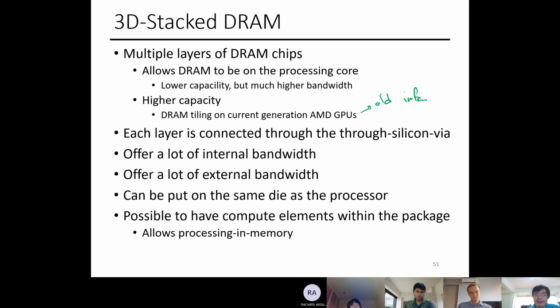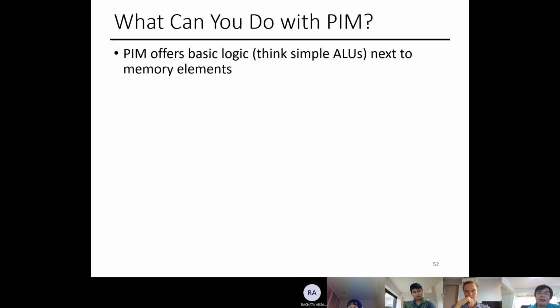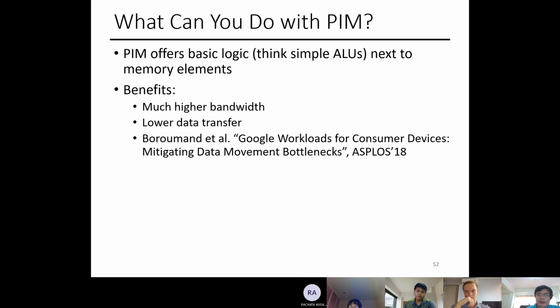You have the processor in the CPU. Processing in memory is another school of thought saying, hey, you have a CPU, right? But sometimes your computation is really closely tied to the data. So you can add some logic inside DRAM. You can do some simple computing. So what can you do with PIM? It offers some basic logic. Think of simple ALUs next to the memory elements. This gives you much higher bandwidth and lower data transfer.